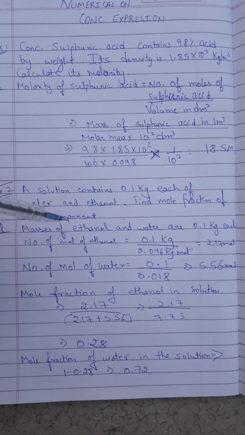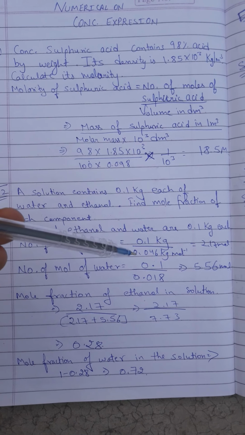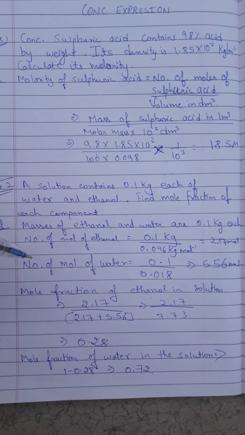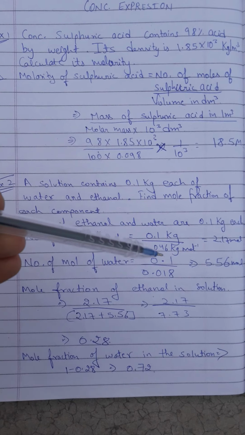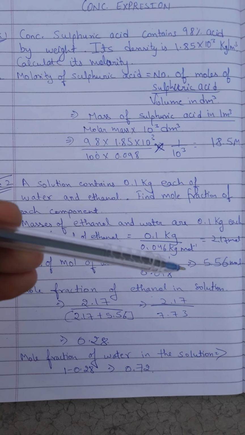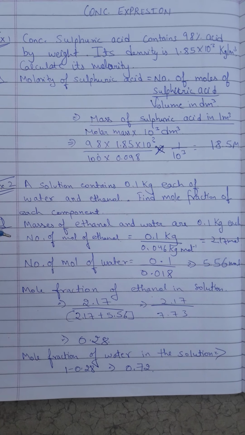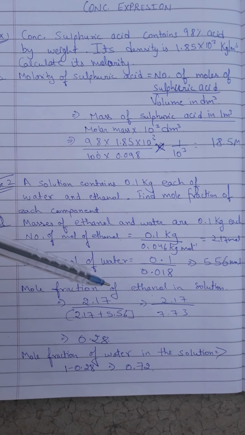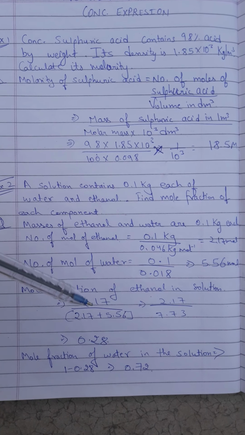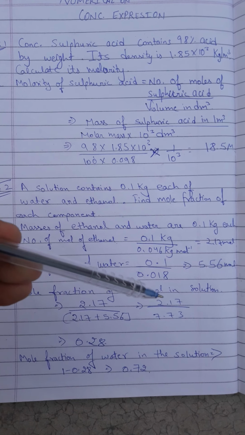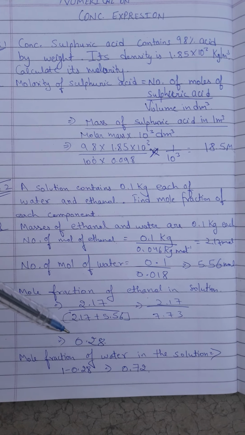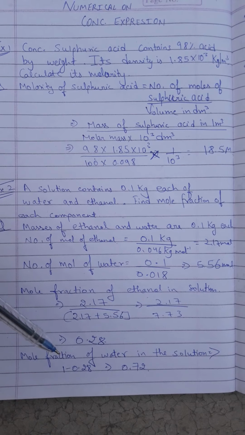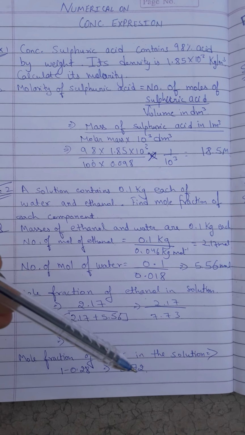Number of mole of ethanol equals 0.1 kg upon 0.046 kg per mole, which is equal to 2.17 mole. Now number of mole of water equals 0.1 upon 0.018 kg per mole, which is equal to 5.56 mole. Now mole fraction of ethanol in solution is equal to 2.17 divided by 2.17 plus 5.56, which is equal to 2.17 upon 7.73. It gives us 0.28. Mole fraction has no unit. Now mole fraction of water in the solution will be 1 minus 0.28, which is equal to 0.72.